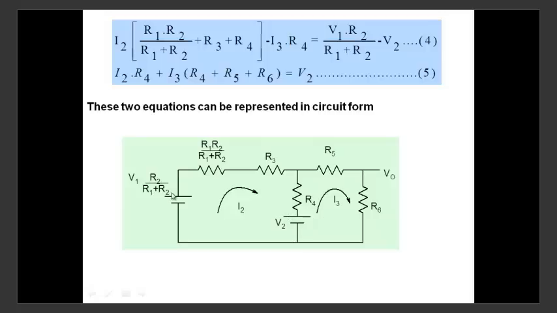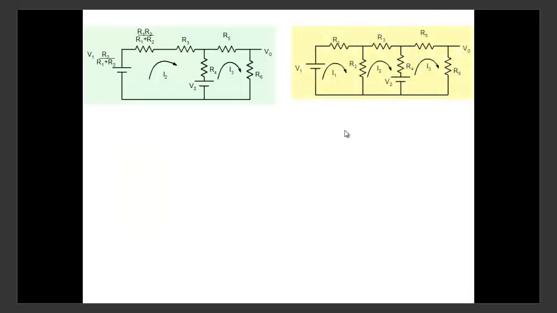Look at the term here. This term, V1 R2 by R1 plus R2, is a voltage source, minus V2, this and this. The resistors are R3, R4. You can check that after I eliminated current I1, I ended up with two equations here, and these two equations can be represented in this circuit form. So we said that if I transform it into a set of equations and eliminate variable I1, I get two equations, and two equations basically represent the circuit.